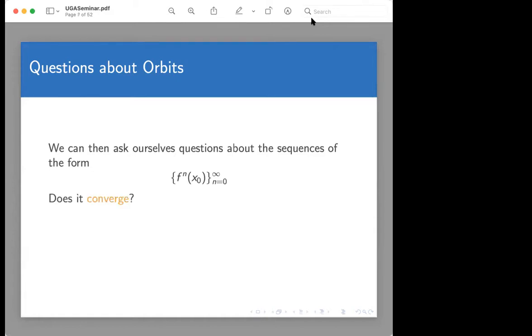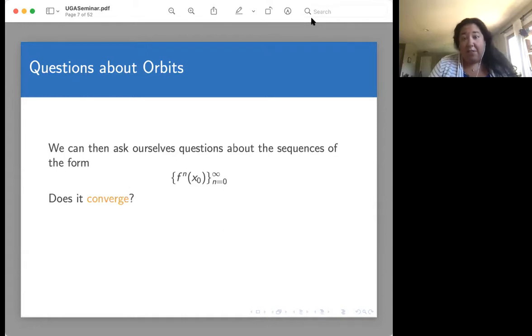Convergence. Like, do sequences converge? Do I have convergence of these sequences? Any other things that we ask about sequences? If not convergence, boundedness? Boundedness, sure. We can ask about boundedness.